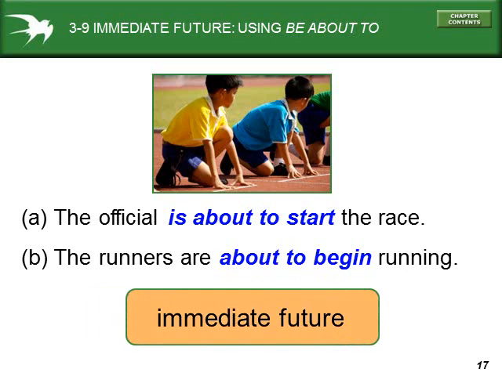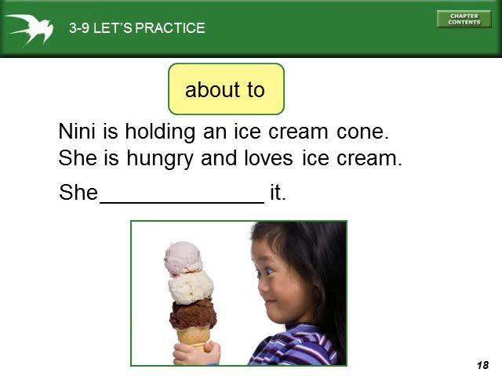What this means is the immediate future. So be going to and will are talking about the future, but they don't specify when something is going to happen. Be about to does specify that something is going to be happening immediately. So in this case, this little girl, Nina, is holding an ice cream cone. She's hungry and loves ice cream. So she is about to eat it. Okay? It's going to happen in the immediate future.